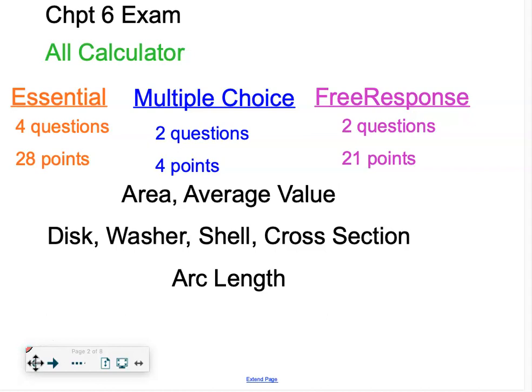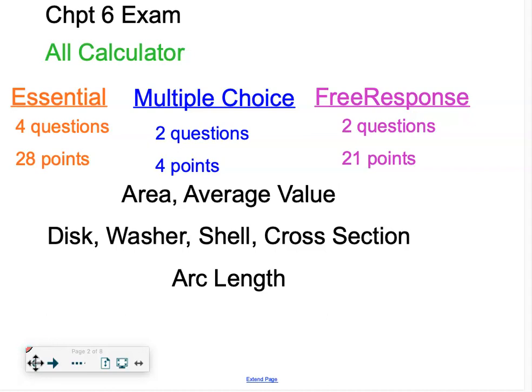Then there are 2 short multiple choice questions, just 2 points each. And then 2 free response. The free response questions are actual AP problems. So they are multiple parts, right? They're 2 questions with multiple parts, but the one that you just did was an AP problem, right? So they're probably going to be fairly similar to like the ones that you just did.